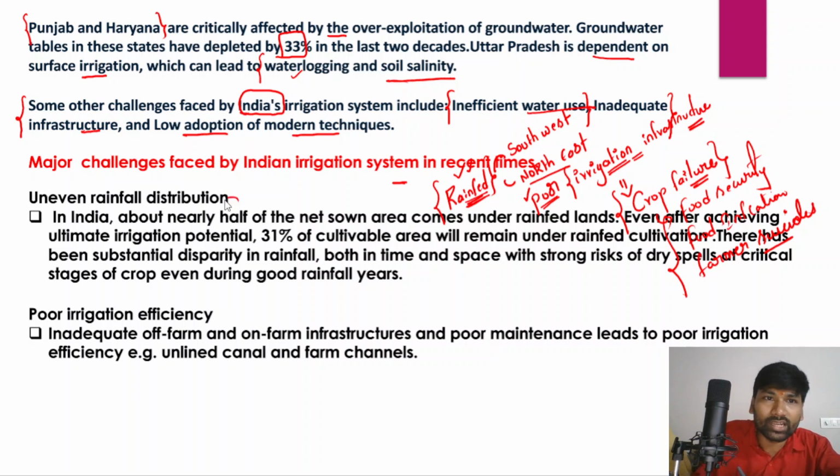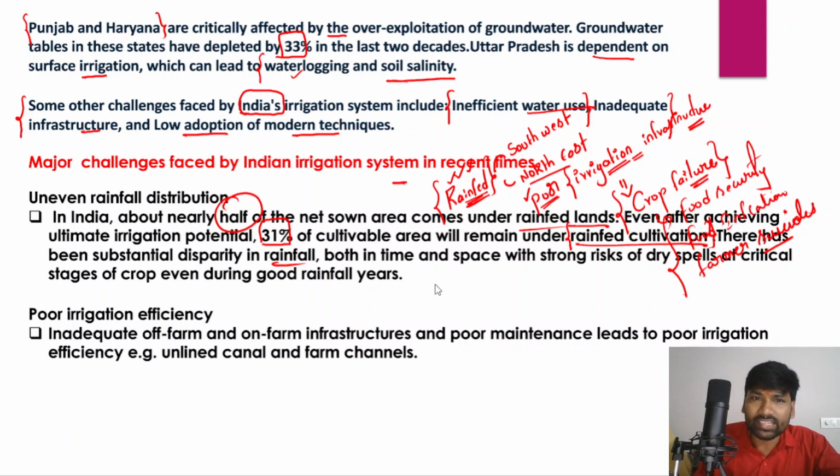In India, nearly half of the net sown area comes under rain fed lands, right? As I've already told you, rain fed land essentially means that, imagine there is a land, and that particular land would come under cultivation only if there is rainfall. That is what is known as rain fed land. Even after achieving the ultimate irrigation potential, 31% of the cultivable area will remain under rain fed cultivation, and there has been a substantial disparity in rainfall.